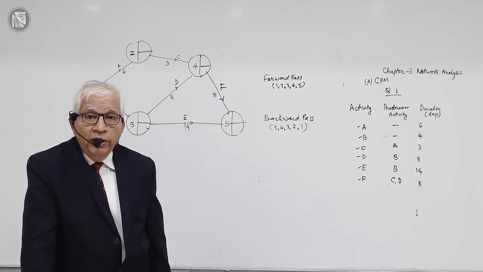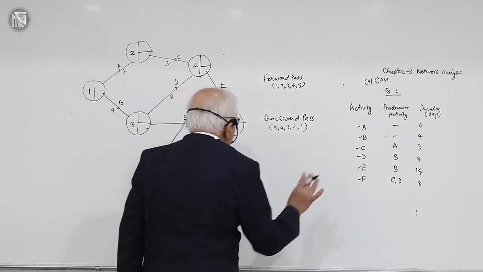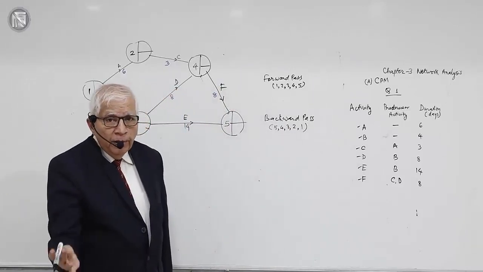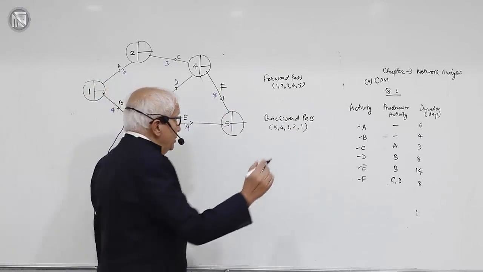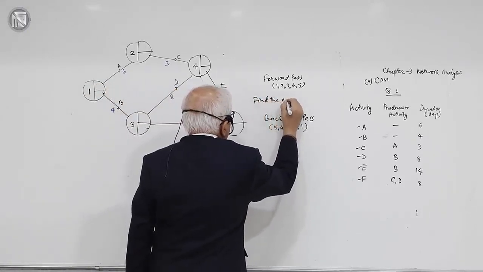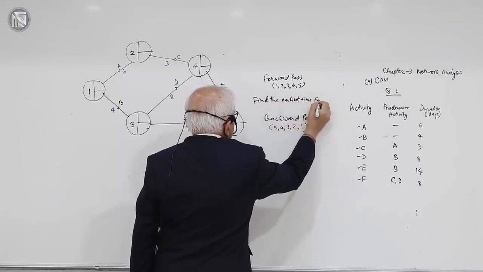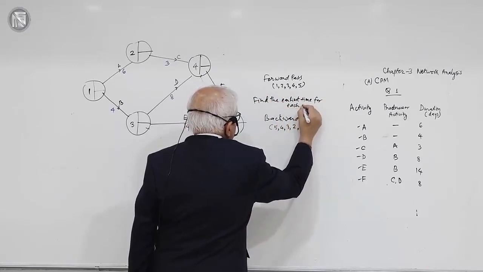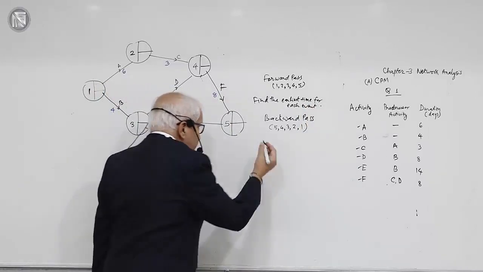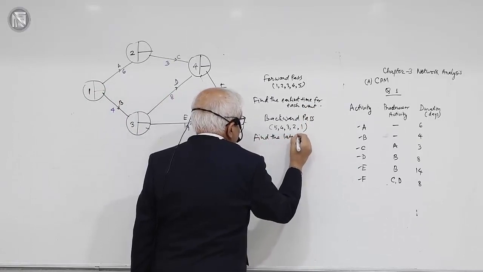Okay. What is the objective of forward pass? The objective of forward pass process, see, this is a twin process. Twin process means a process which is broken up into two parts. The purpose of forward pass is to find the earliest time for each event, and conversely, the backward pass finds the latest time for each event.